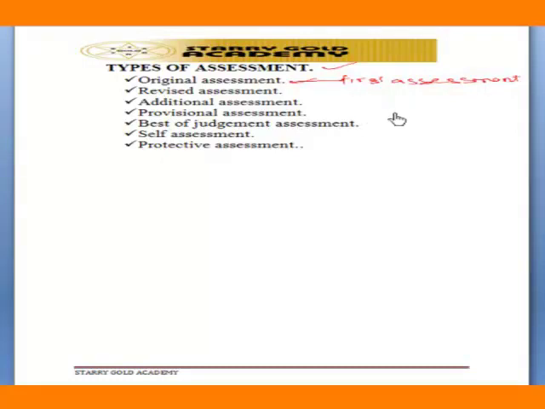The original assessment may be a subject of objection. What that means is that the assessment could be objected to by the taxpayer. And if that happens, it will go through the objection and appeal procedure that we are going to discuss very soon. Let's look at the next one, revised assessment.